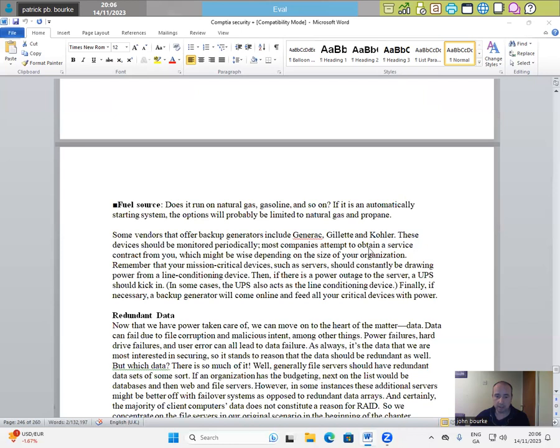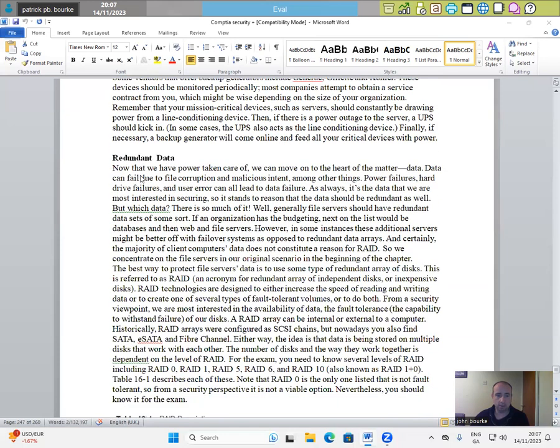Most companies attempt to obtain a service contract from you, which might be wise depending on the size of your organization. Remember that your mission-critical devices, such as servers, should constantly be drawing power from a line conditioning device. Then, if there is a power outage to the server, a UPS should kick in. In some cases, the UPS also acts as the line conditioning device. Finally, if necessary, a backup generator will come online and feed all your critical devices with power. Redundant data.